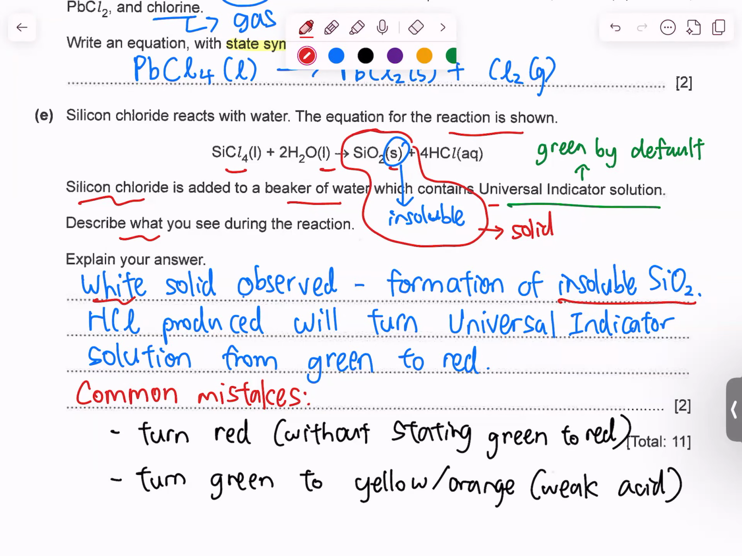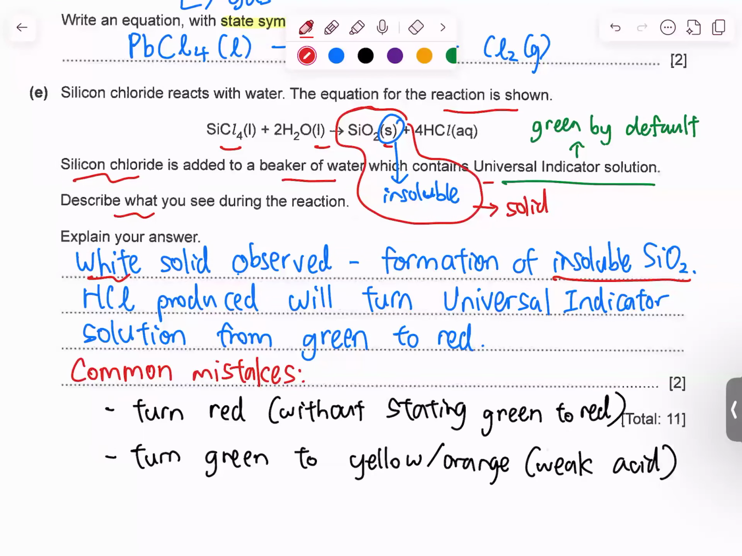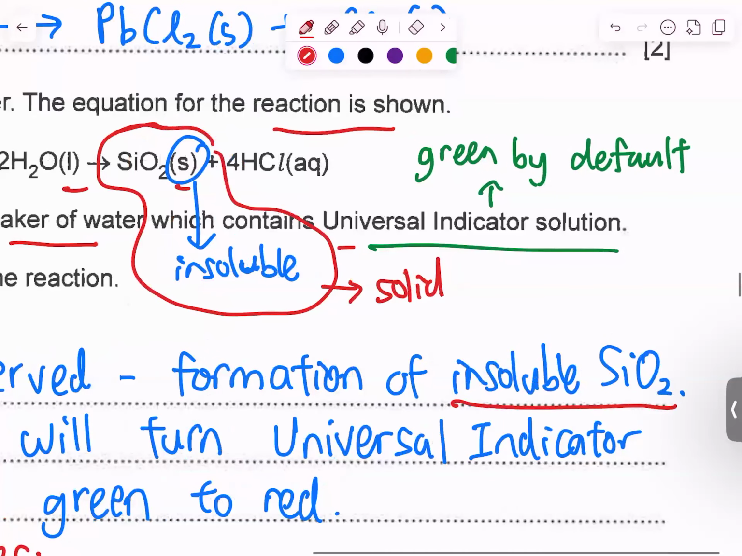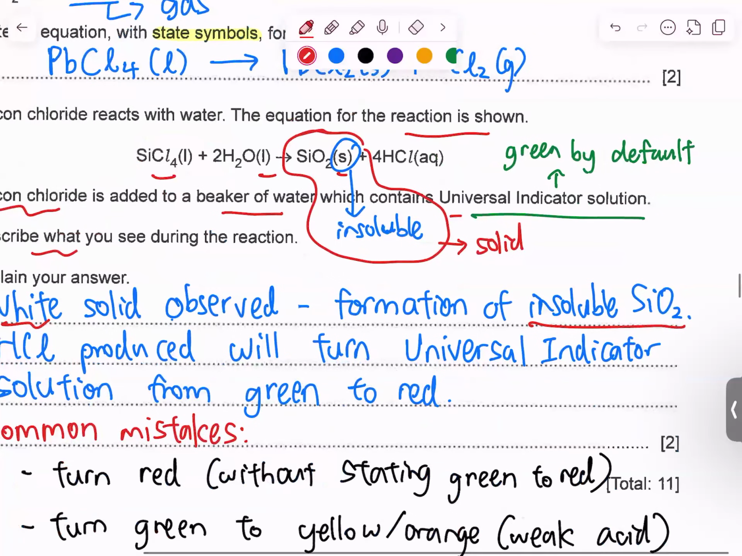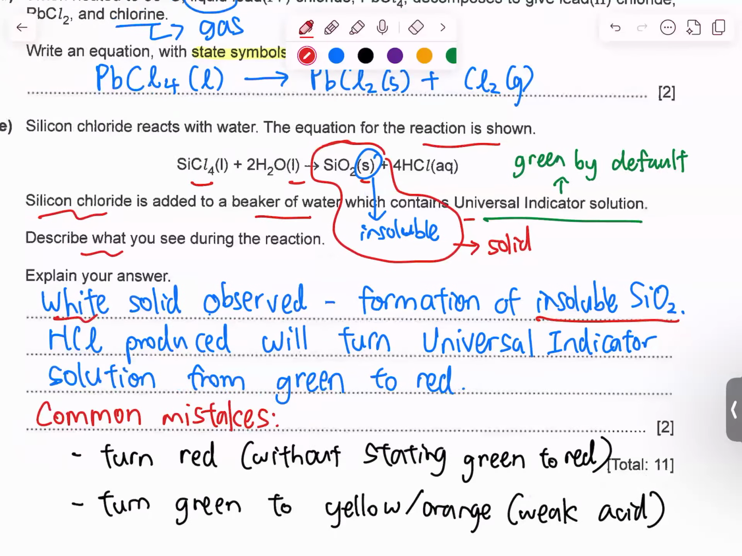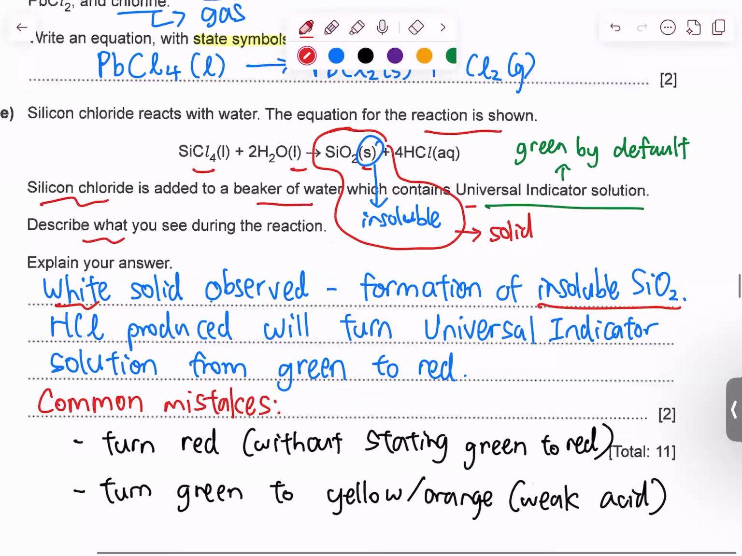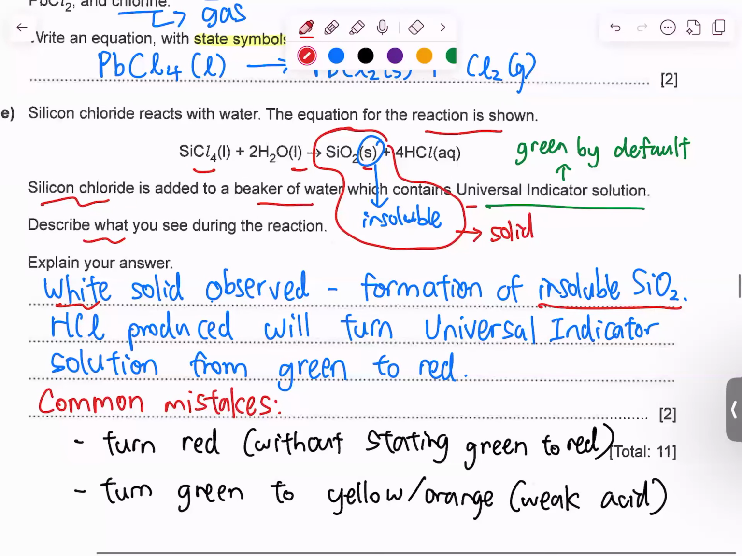So a common mistake is that students will just say turn red without saying that universal indicator goes green to red, right? Because the default color of universal indicator is green. So you have to say green to red. You cannot just say turn red, right? Another common mistake that students make is saying green to yellow and orange. This is not true. HCl is a strong acid, right? So it must be red.